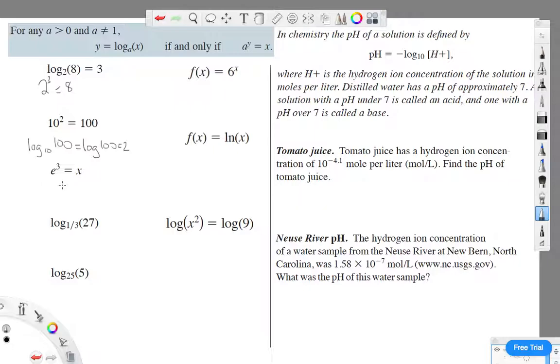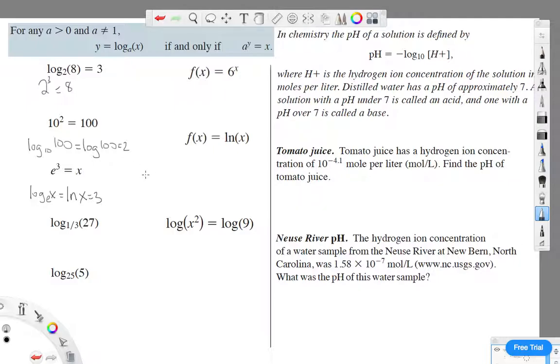e cubed, or e to the third, equals x, so we can say this is the same as log base e of x equals 3. And this is another special case. Log base e is the natural log, or ln, so we could say ln x equals 3.